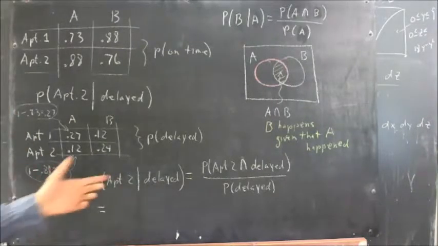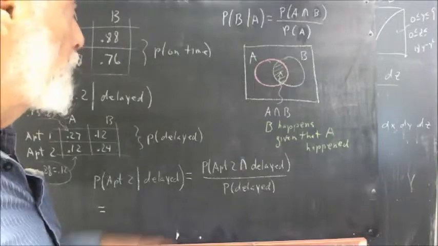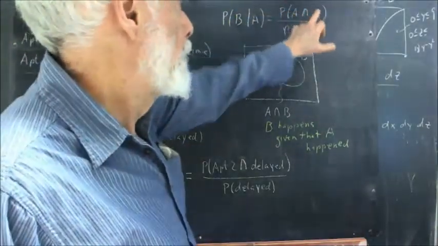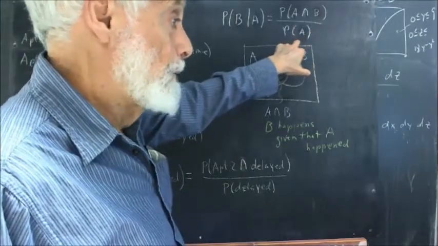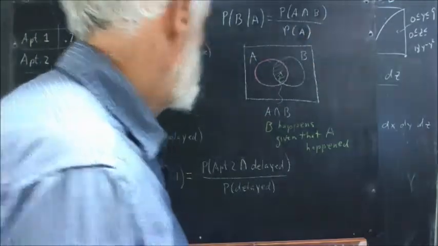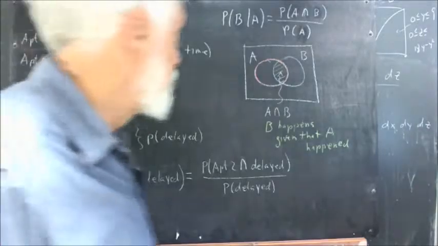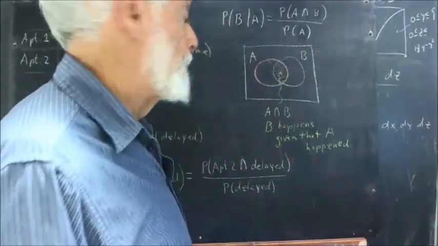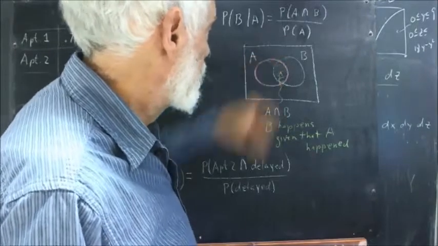The conditional probability formula that you should know is probability of B given A, probability of A intersection B divided by the probability of A. And we need a little discussion of that idea. We do a Venn diagram.